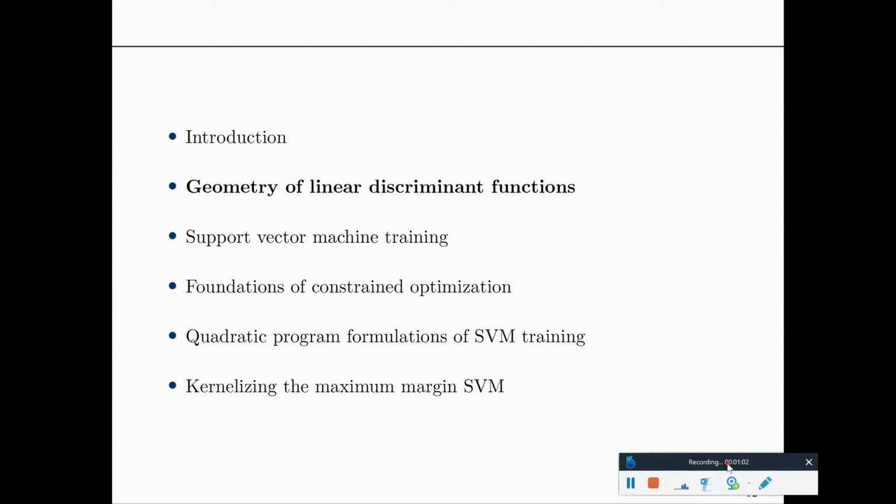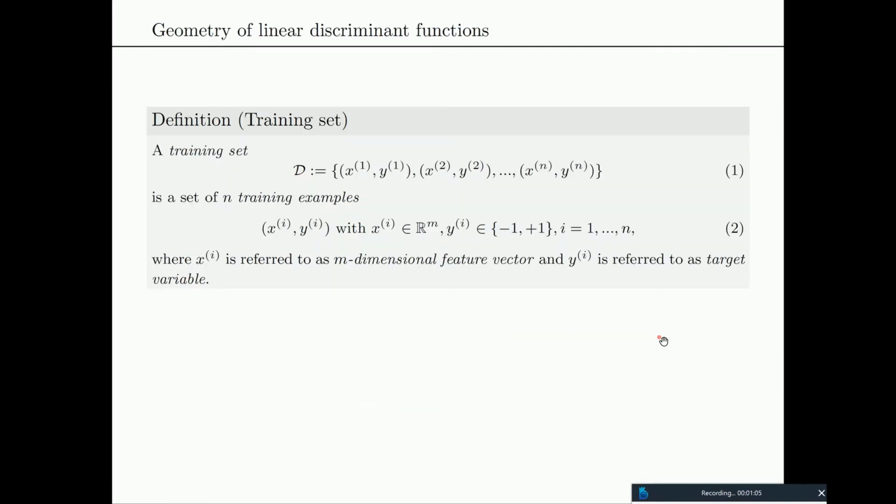So the basic starting point is that we have a training set, so there's a data set, and this data set comprises n training examples, so there are n data points, and each data point comprises a feature vector, an m-dimensional feature vector, and a target variable. In everything that will come up, I will always use the same notation.